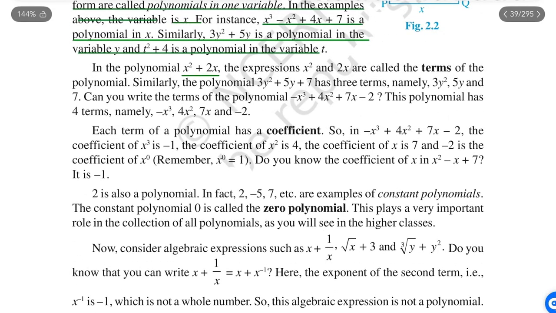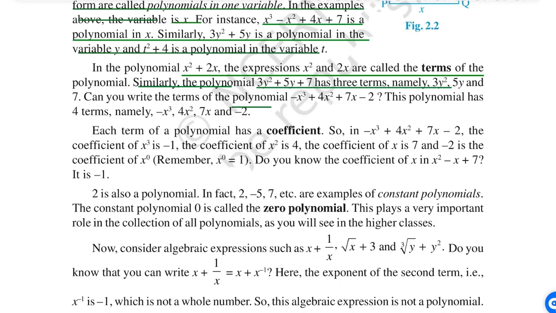In the polynomial x² + 2x, the expressions x² and 2x are called the terms of the polynomial. Similarly, the polynomial 3y² + 5y + 7 has 3 terms, namely 3y², 5y and 7. Can you write the terms of the polynomial −x³ + 4x² + 7x − 2? This polynomial has 4 terms, namely −x³, 4x², 7x and −2.